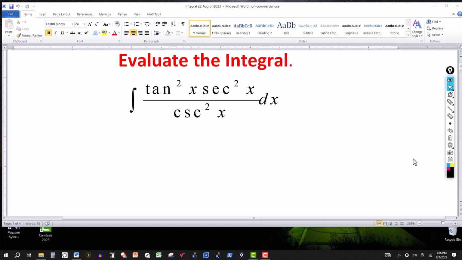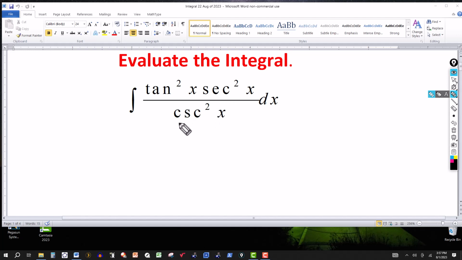When evaluating an integral, always try to simplify it if possible. Or maybe you can't see what approach to take. Rewrite it in an equivalent form to see if it makes it more obvious as to what method to use. On this one here, I've got tangent squared of x times secant squared of x over cosecant squared of x. Well, secant and cosine are reciprocals. Cosecant and sine are reciprocals.